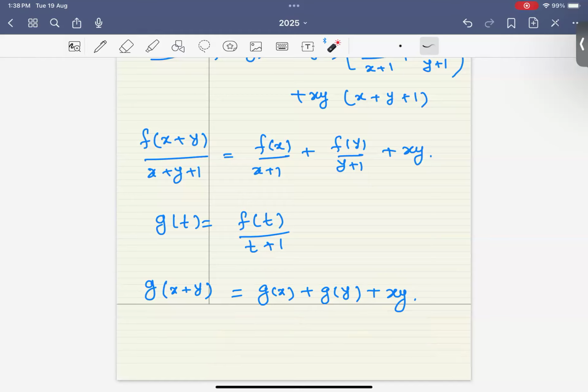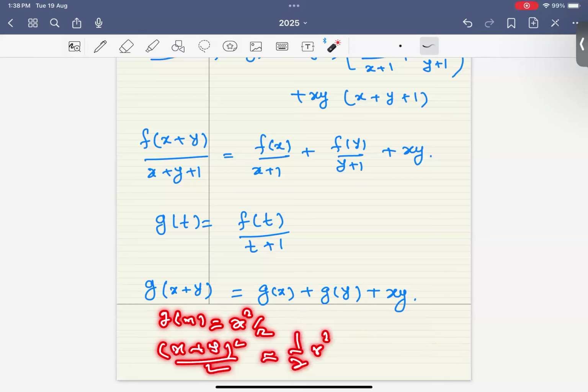So if g of x is x squared by 2, so this number is (x plus y) squared by 2. This number is half x squared. This number is half y squared, and this is xy. And then this equation holds perfectly fine.